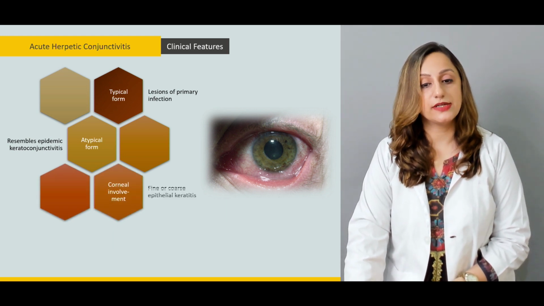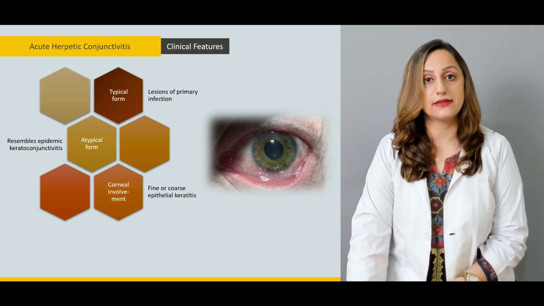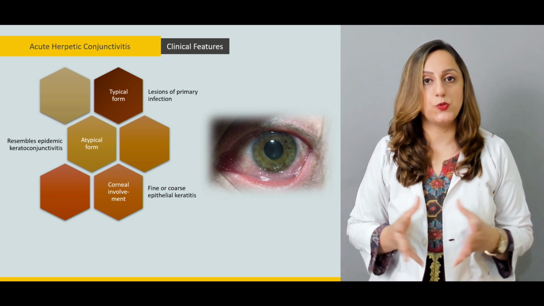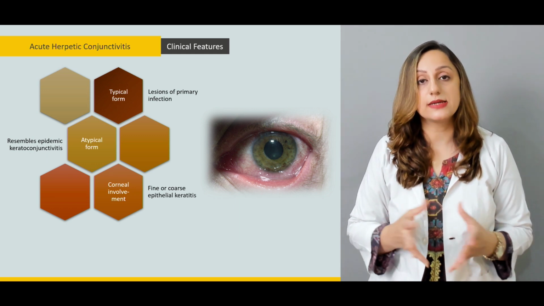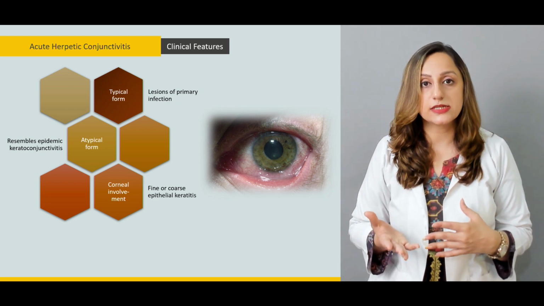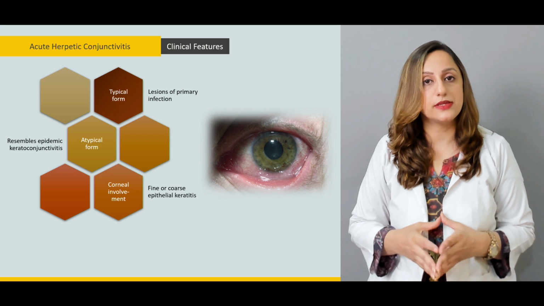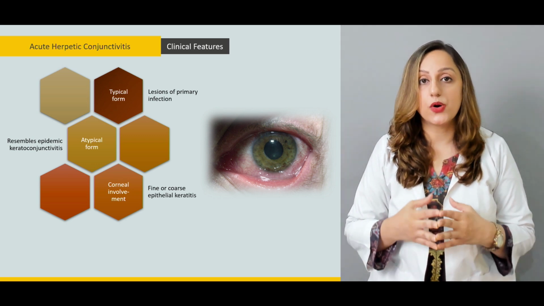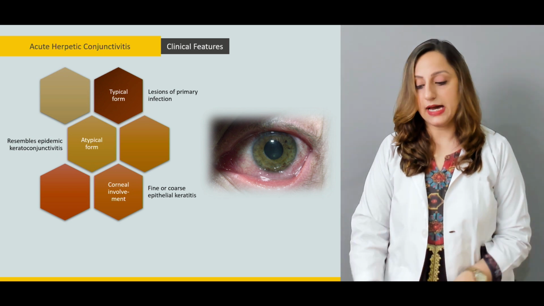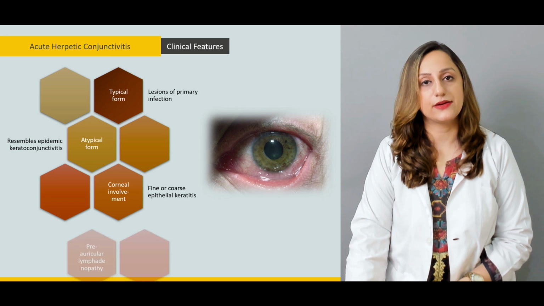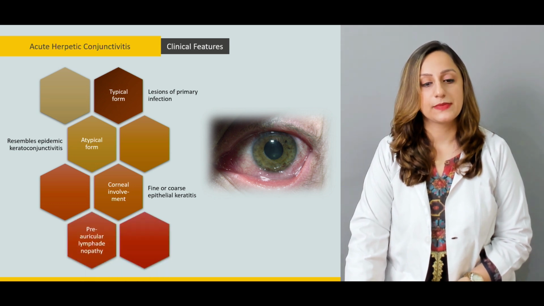Then we have corneal involvement, which is fine or coarse epithelial keratitis. Sometimes, if left untreated, if we didn't apply the antiviral drugs and the steroids, a prophylactic antibiotic can be used topically for such patients. It can go on and involve the cornea, and that would be responsible for the fine and coarse epithelial keratitis in these patients.